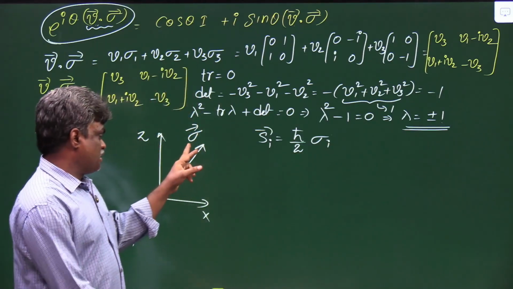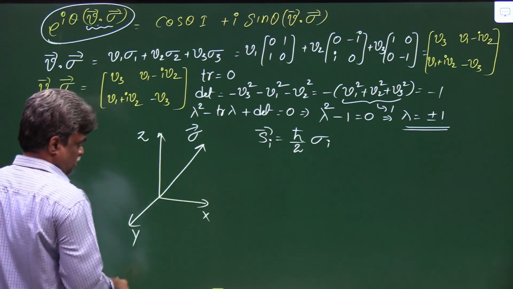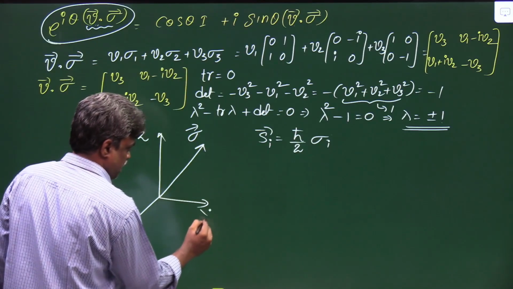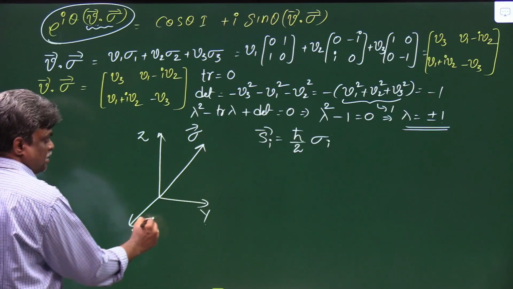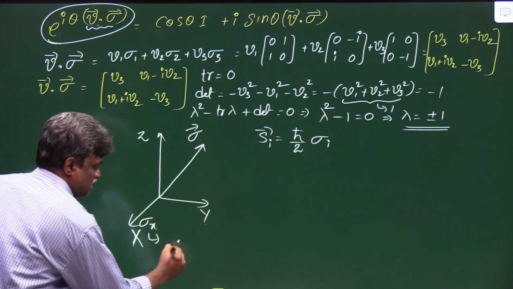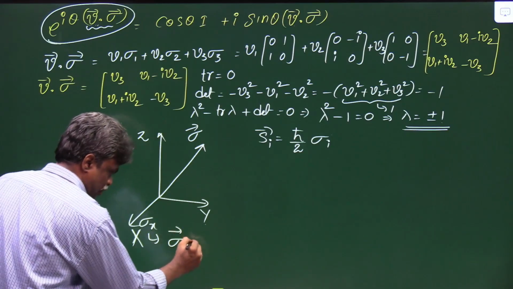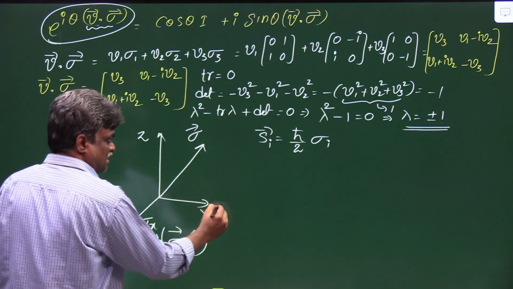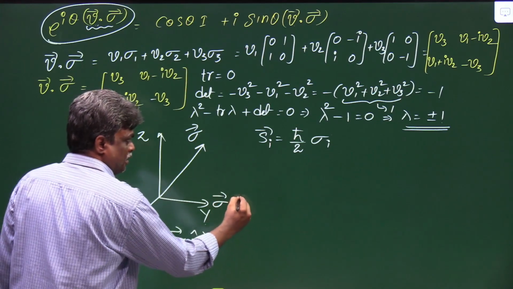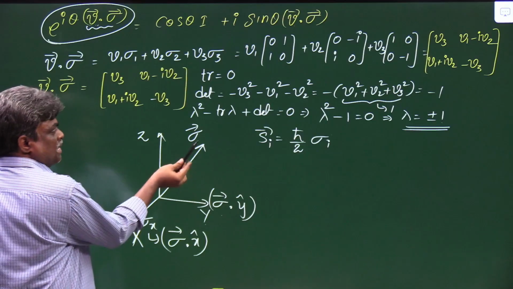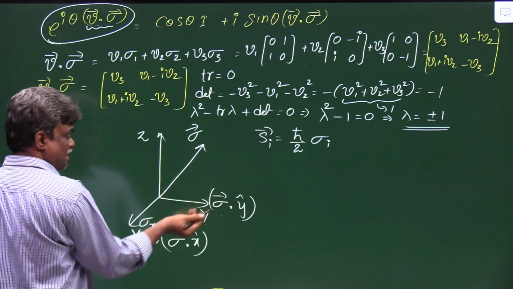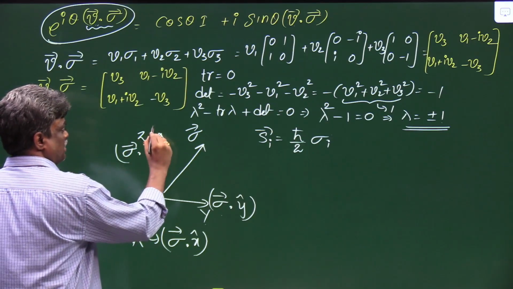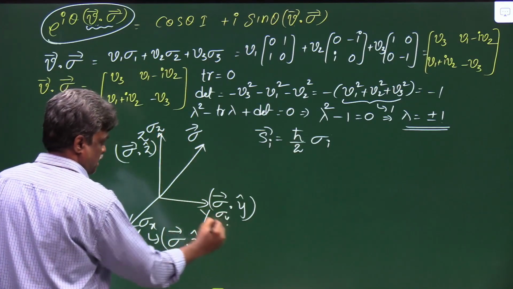Whenever you are measuring this sigma along the x-axis, so this is the x-axis and this is the y-axis. Along the x-axis, that is nothing but sigma x. What is sigma x? This is nothing but sigma bar dot x cap. If you measure the sigma along the y-axis, what is that? Sigma bar dot y cap. If you measure the sigma along the z-axis, sigma z is nothing but sigma bar dot z cap. So this is sigma z, this is sigma y, and this is sigma x.